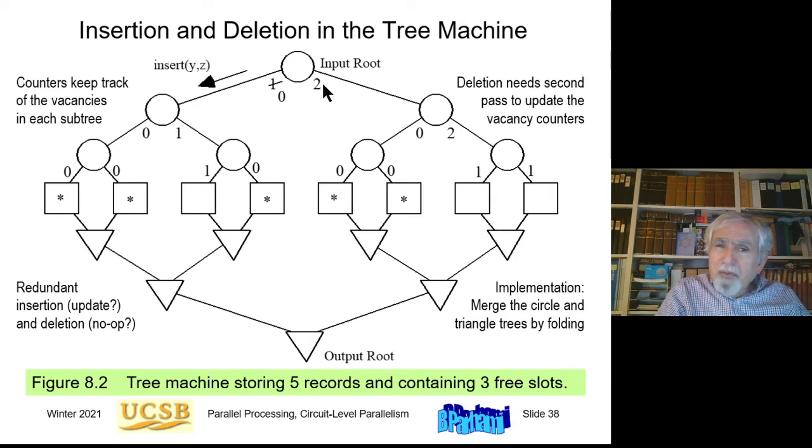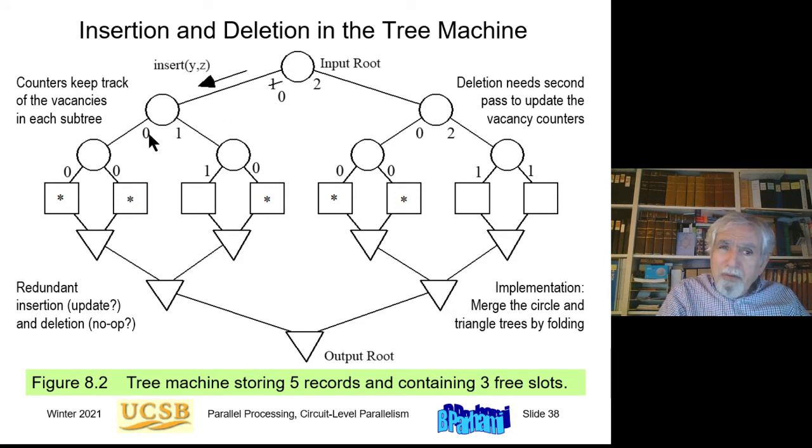So these counters basically indicate how much space I have to the right and how much space to the left. When an insertion takes place, I look at these two counters. In this case, both of them are non-zero, so it's my choice which side to direct the insert. Let's say I decide to send it this way. So that counter, which was 1, is now decremented to 0 because eventually this record will occupy this empty space.